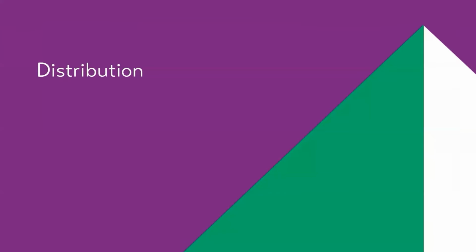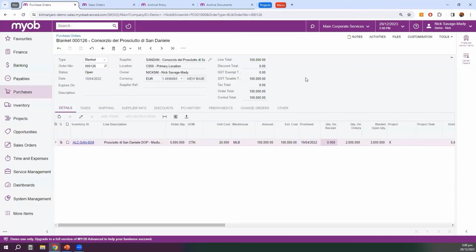Now the next area we're going to talk about is distribution, and the first part that I'm going to mention is to do with blanket purchase orders. So in terms of blanket purchase orders, there's just a few little things that have been added. The first thing is that previously you could see what you had on a blanket order, so what was your order quantity, but you couldn't necessarily see how many you had on other orders.